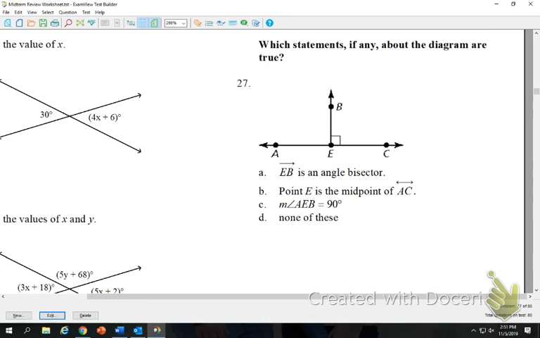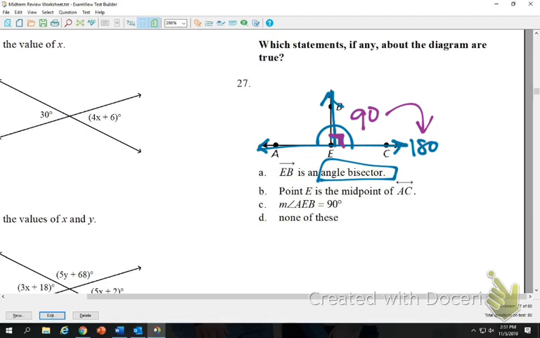27. Which statements, if any, are true about the diagram? EB is an angle bisector. Angle bisectors cut an angle in half. Well, AEC is 180 degrees. EB stands tall and has a 90, a right angle right here. 90 is half of 180, so this one is true.